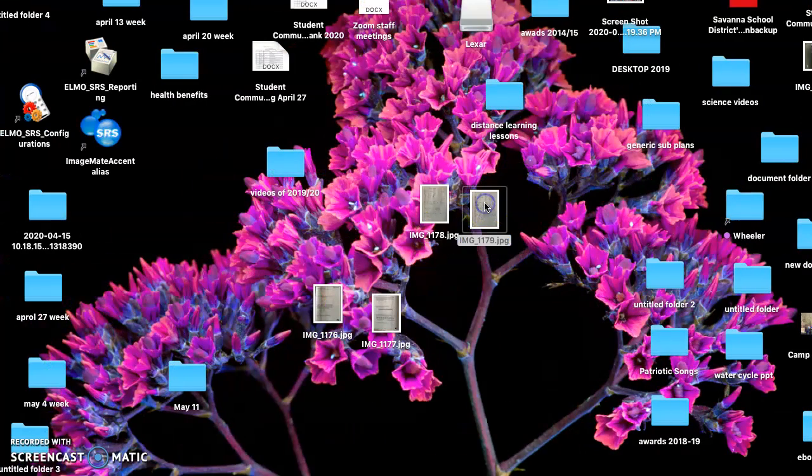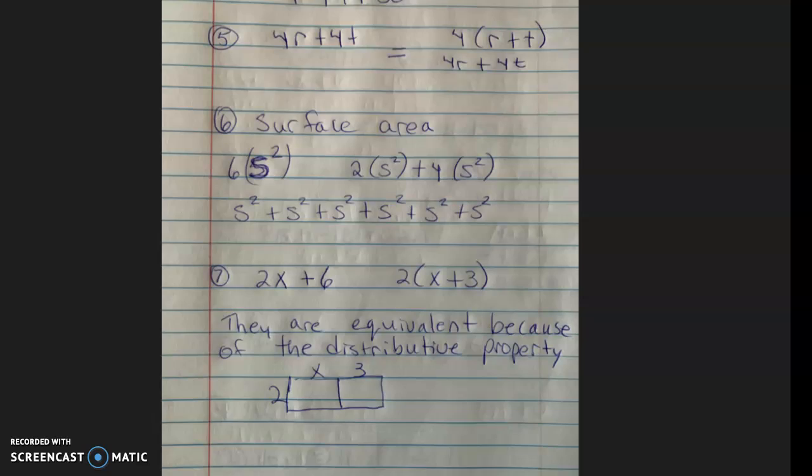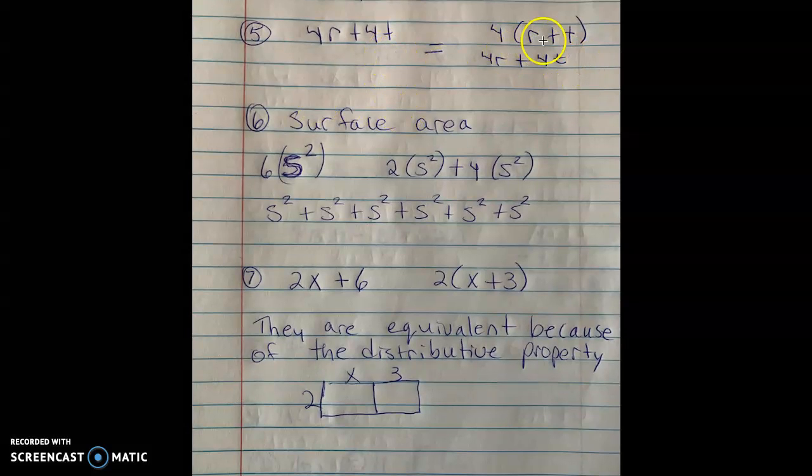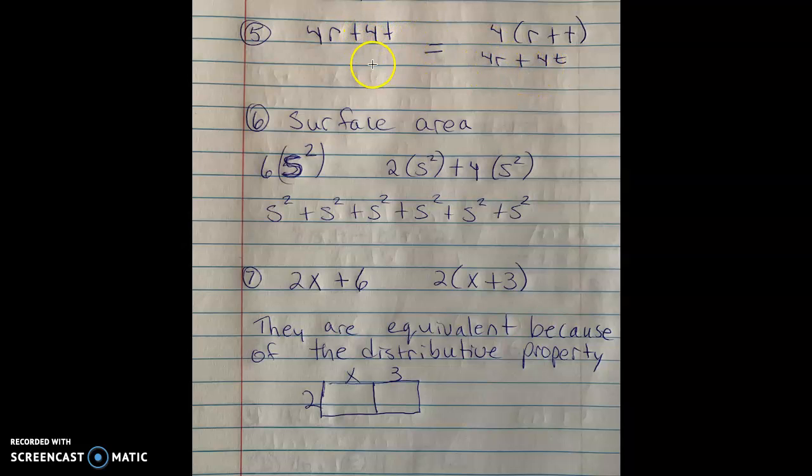Question number 5. We have 4 times r is 4r, 4 times t is 4t, so notice these are equivalent.